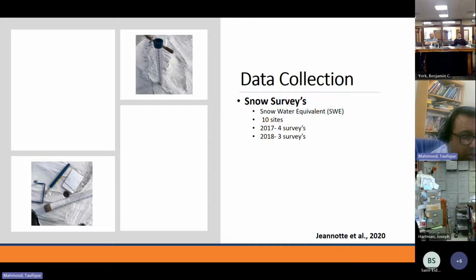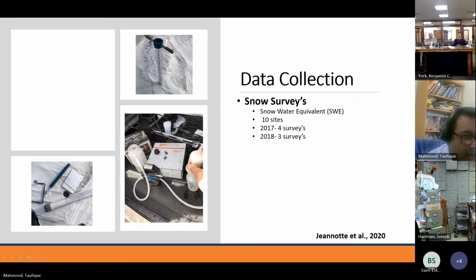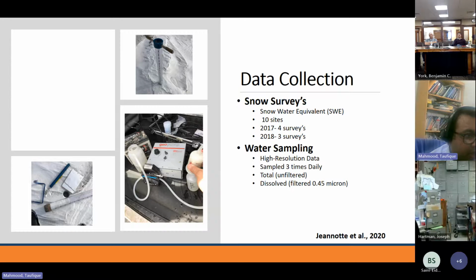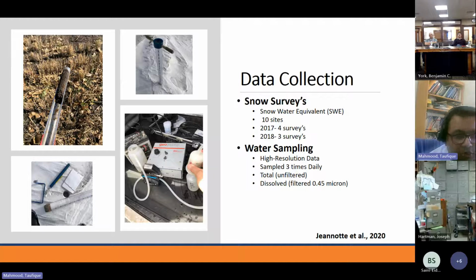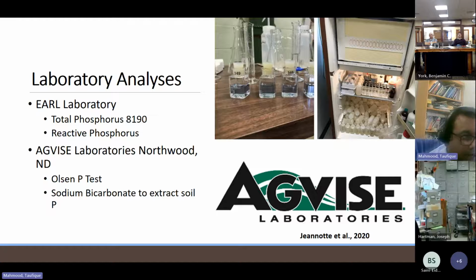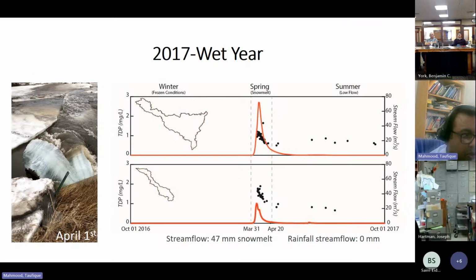We went there and collected the snow data and the snow water chemistry using the prairie snow tubes. And we also collected water samples. This is one of the geopumps collecting the samples, and we pump it and filter the water in field conditions. And we also collected soil samples for the Olsen phosphorus concentration. We did the water chemistry analysis in the UND's lab and the soil chemistry analysis in the AgVise laboratory in Northwood, North Dakota.